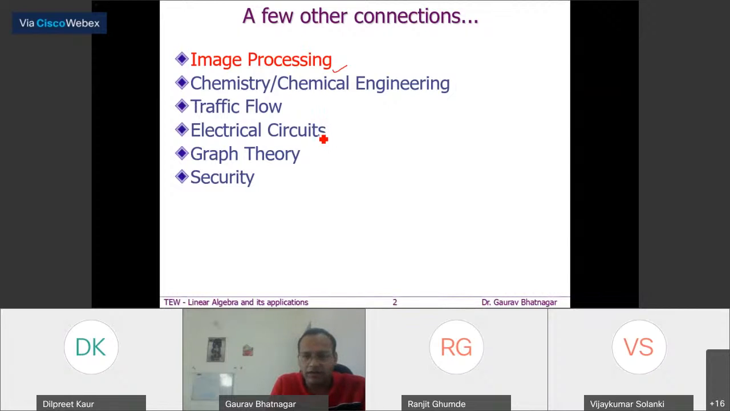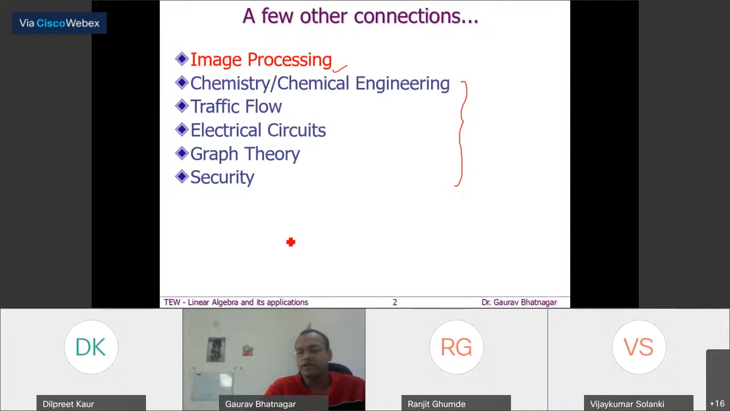So now, in today's lecture, let me give you a brief introduction to the application of linear algebra in chemistry or chemical engineering, then traffic flows, electrical circuits, graph theory, and security. So we are going to see today what kind of application linear algebra has in these particular domains. Of course, due to the paucity of time, I'm not able to include the application of linear algebra in deep learning and machine learning, so I'm omitting that part as of now. If we have some time remaining in the end, then we will try to see those applications as well.